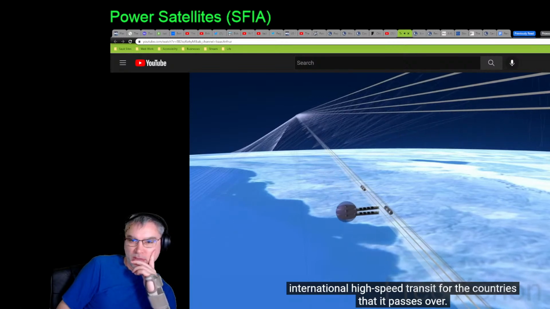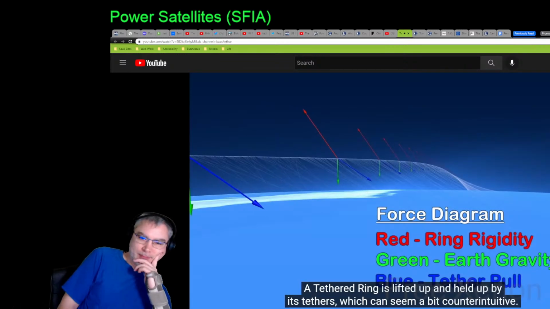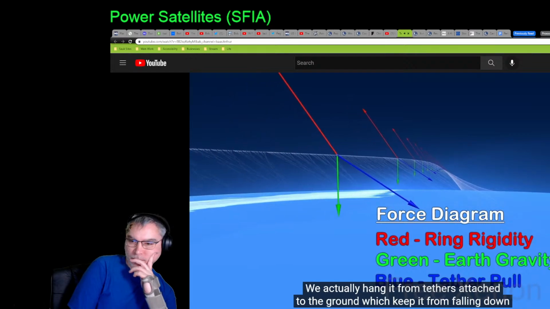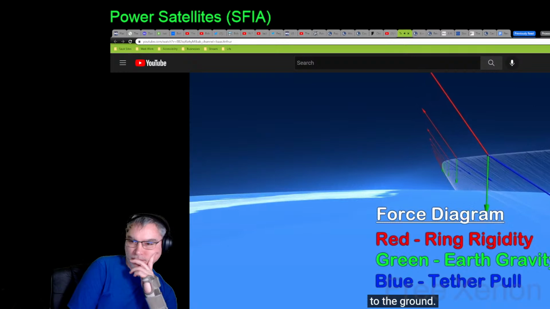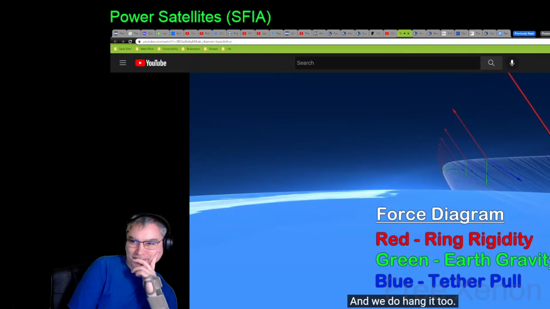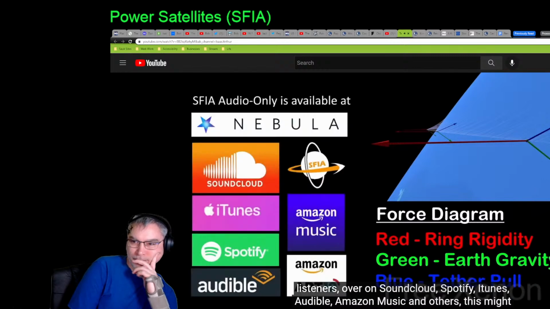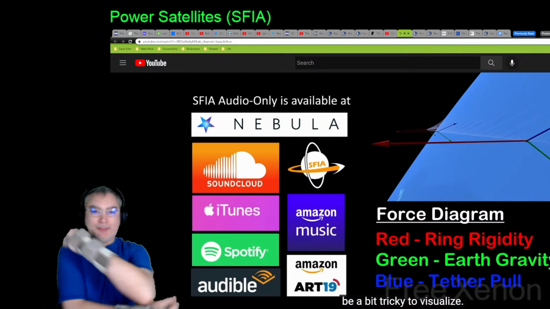it passes over. A tethered ring is lifted up and held up by its tethers, which can seem a bit counterintuitive. We actually hang it from tethers attached to the ground, which keep it from falling down to the ground. And we do hang it too. We have some visuals to explain this we'll be putting up on the screen, but for our audio-only listeners over on SoundCloud, Spotify, iTunes, Audible, Amazon Music, and others, this might be a bit tricky to visualize.